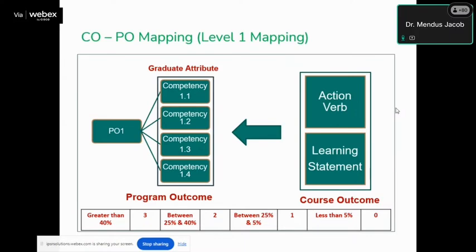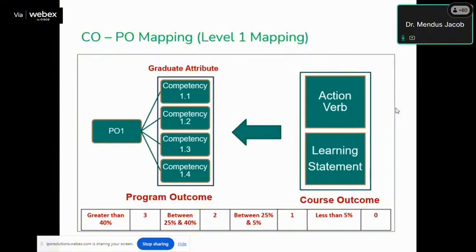Or between 25% and 40%, you can give 2. Between 5% and 25%, you can give 1. Or if it is less than 5%, you can give 0. So this is actually the process. But as a faculty member, with your experience, you can do it without much difficulty. See, it's just like a paper valuation. For the first 10 answer papers, you need maybe 1 hour or more than 1 hour for the valuation. And the remaining 50 or 60 papers, you will do in 1 or 2 hours. The same way, it's only in the beginning you may find some difficulty.